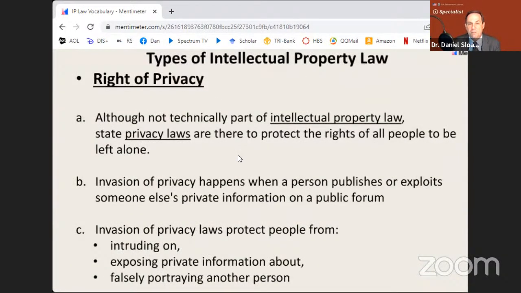Right of privacy, and this may also be something that's different under your legal system. Although not technically part of intellectual property law, state privacy laws are there to protect the rights of all people to be left alone. So invasion of privacy happens when a person publishes or exploits someone else's private information on a public forum. Invasion of privacy laws protect people from intruding on, exposing information about, or falsely portraying another person.